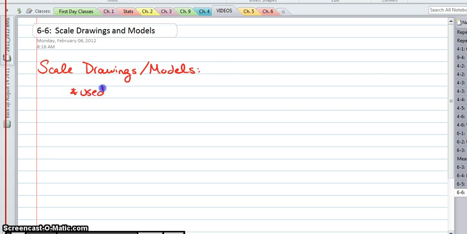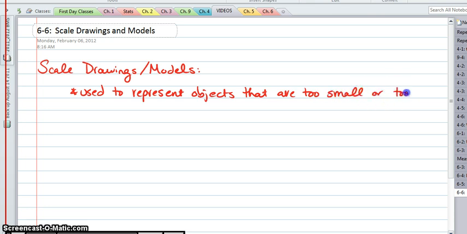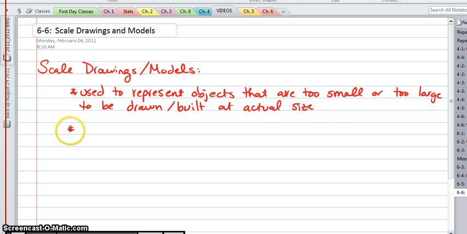So basically they're used to represent objects that are too small or too large to be drawn or built at their actual size. And the lengths and widths are proportional. So I'm just going to write everything is proportional. That's the key point here.